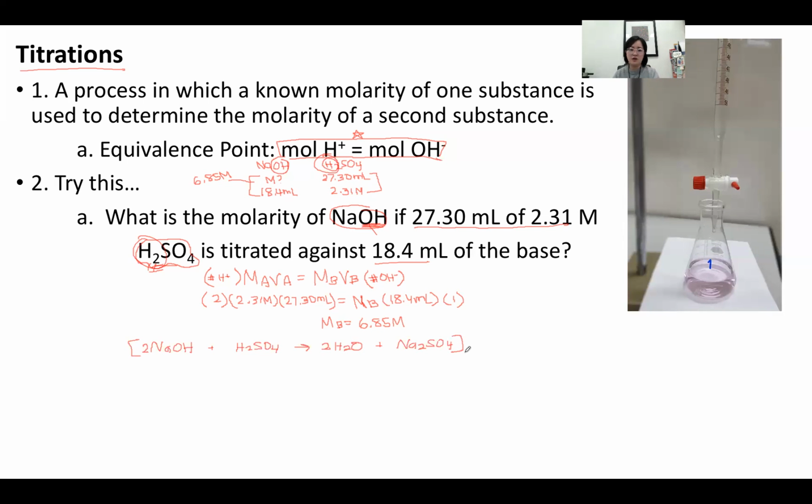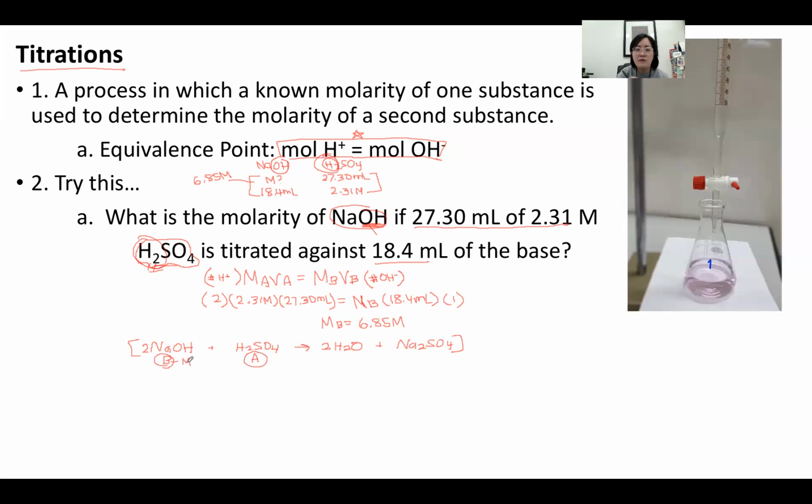Okay, so here's our balanced chemical equation. I wrote it out before, right? We make water and sodium sulfate, 2:1:2:1 ratio. Now, I'm just gonna walk through the stoich. I know everything about this acid. This base is my unknown, and I wanna calculate molarity from it, okay?